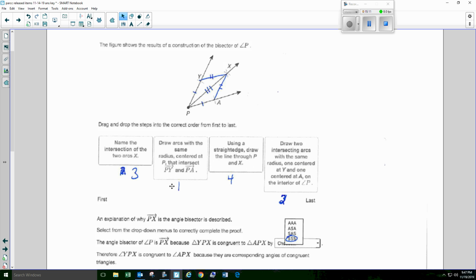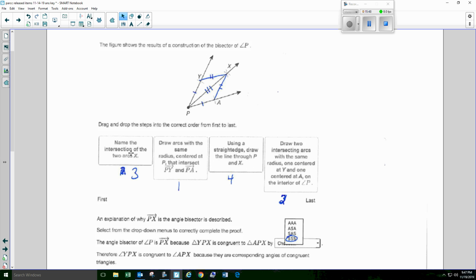And so here's my order. First thing I do is put my pointer here, draw arcs with the same radius centered at P that intersect both this ray and this ray. So I draw this arc. Okay, I get my Y and the A right here. 2, starting right here, draw two arcs, intersecting arcs with the same radius, one centered at Y and one centered at A in the interior right here. So I draw my two arcs. I get those two right there where they intersect.